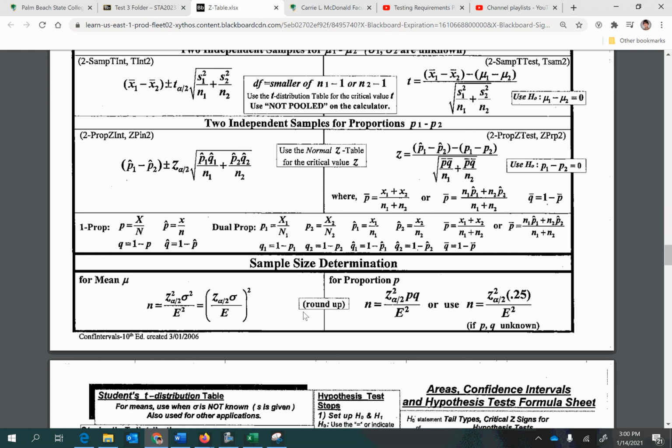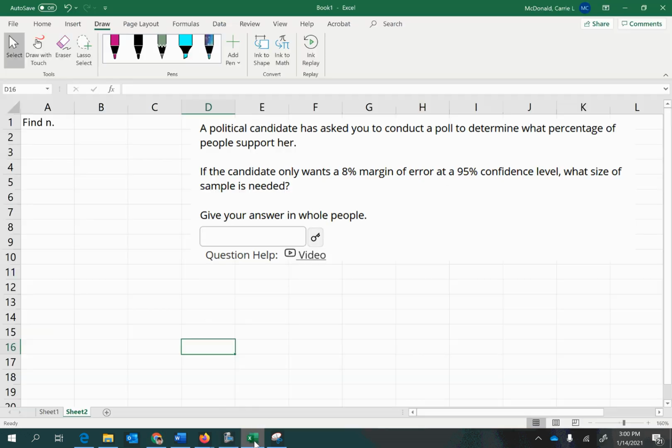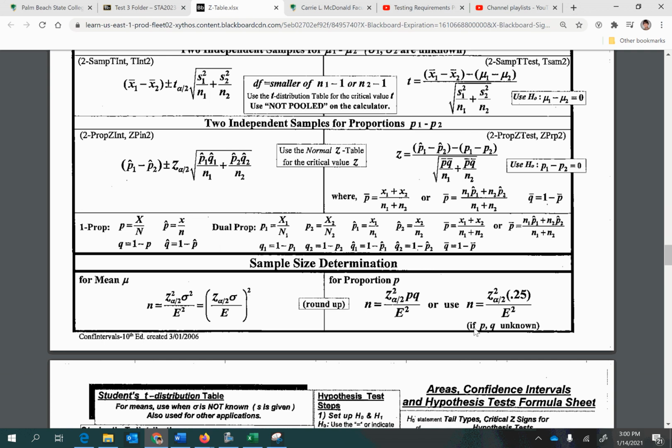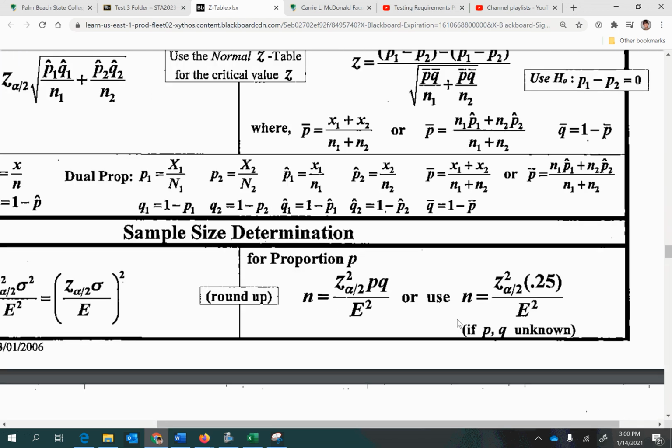Now, how do you tell which one is which or which one you should be using? Notice that in this problem it says that the political candidate wants us to determine what percentage of people support her. So she's looking for a percentage that says how many people, what percentage support her. So the percentage means it's a proportion, not an average, which would be a mean. So we will want the formulas on this side of the page. So let's zoom in on that.